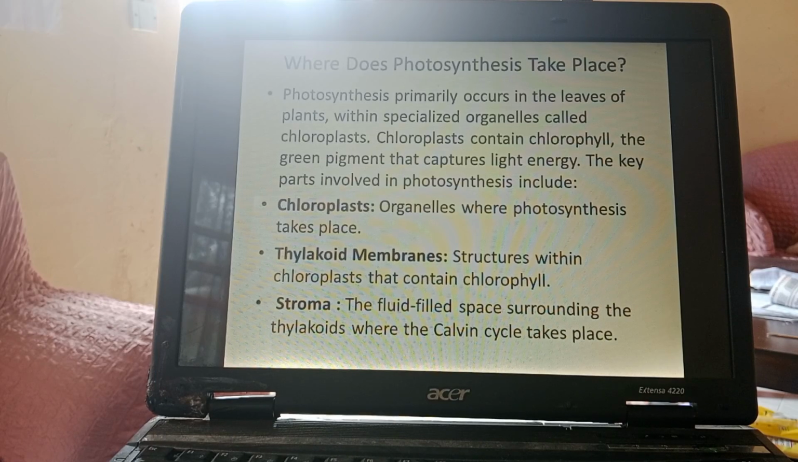The key parts involved in photosynthesis include chloroplasts, and these are organelles where photosynthesis takes place. Remember when the slide on the cell, all right? Go back and look at it. We mentioned also chloroplasts there as organelles. Then we have thylakoid membranes. These are structures within the chloroplast that contain chlorophyll. All right? And then we have the stroma, the fluid-filled space surrounding the thylakoids, where the Calvin cycle takes place. Remember, photosynthesis takes place in 2 cycles.